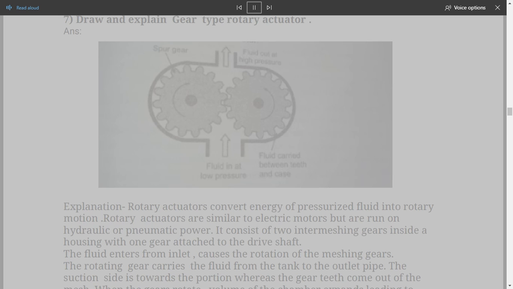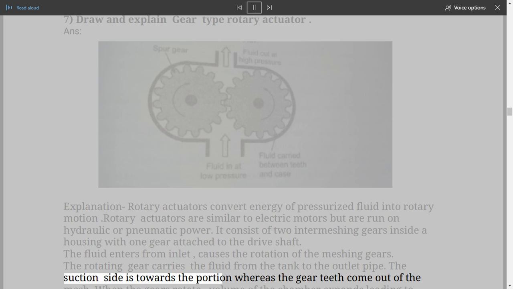7. Draw and explain gear type rotary actuator. Answer. Explanation: rotary actuators convert energy of pressurized fluid into rotary motion. Rotary actuators are similar to electric motors, but are run on hydraulic or pneumatic power. It consists of 2 intermeshing gears inside a housing with 1 gear attached to the drive shaft. The fluid enters from the inlet and causes the rotation of the meshing gears. The rotating gear carries the fluid from the tank to the outlet pipe.